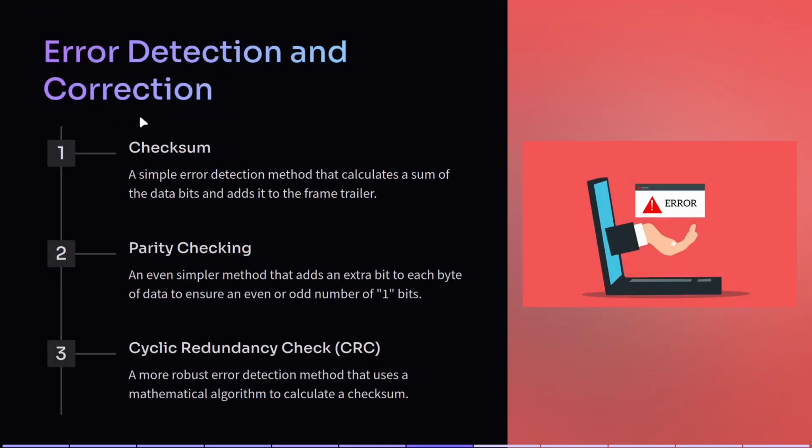Error detection and correction. Checksum: a simple error detection method that calculates a sum of the data bits and adds it to the frame trailer. Parity checking: an even simpler method that adds an extra bit to each byte of data to ensure an even or odd number of 1 bits. Cyclic redundancy check, or CRC: a more robust error detection method that uses a mathematical algorithm to calculate a checksum.